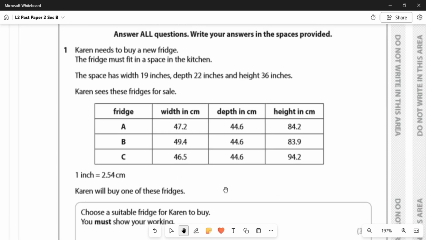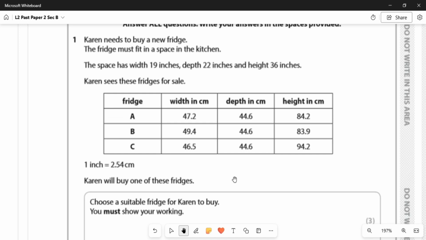So a common mistake with this one is a lot of students tend to change all of these in the table. How many have we got? We got 3 by 3. We got 9 values here. So you'd have to change all 9 if you're going to change all of the ones in the table, which I wouldn't recommend. You know, you've only got 3 dimensions for the space.